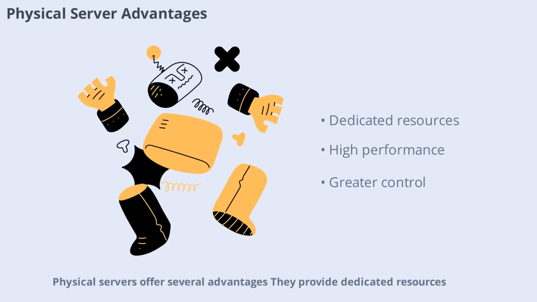Physical servers offer several advantages. They provide dedicated resources, meaning there's no competition for CPU, memory, or storage. This results in consistent high performance, which is crucial for demanding applications like databases or large-scale enterprise systems. Physical servers also offer greater control over hardware configurations and security settings. For organizations with strict compliance requirements or specialized hardware needs, physical servers are often the preferred choice.